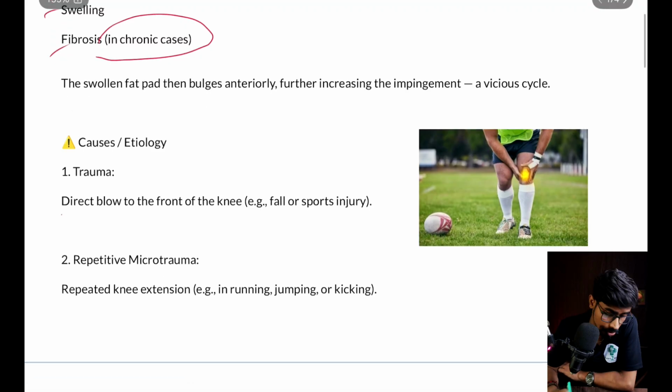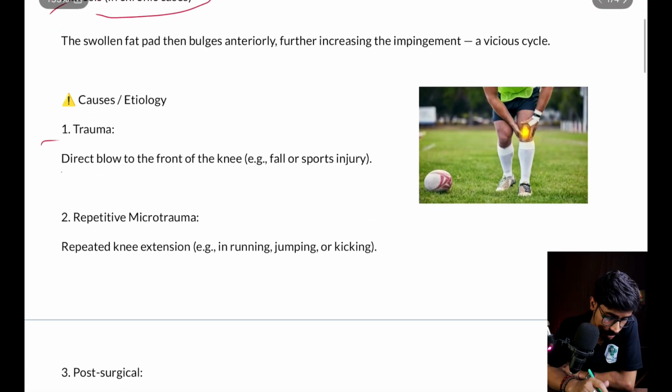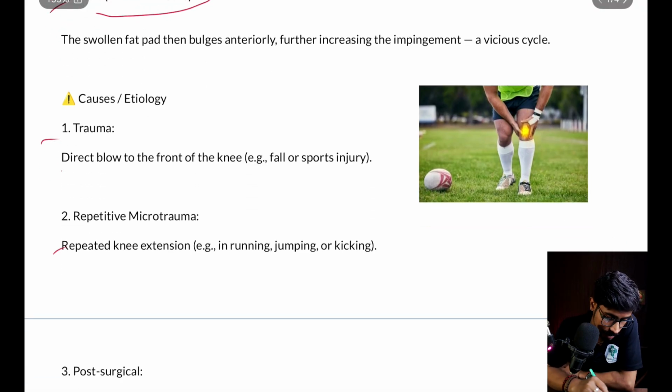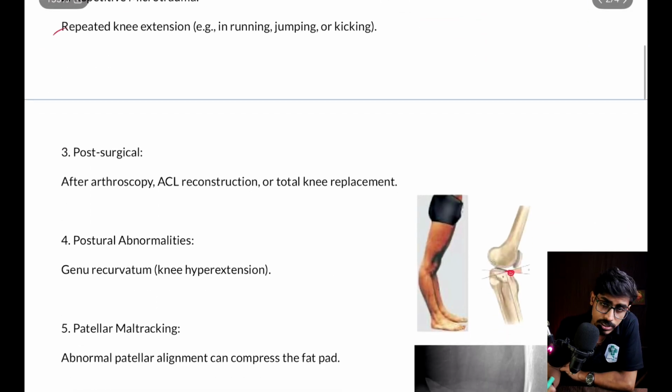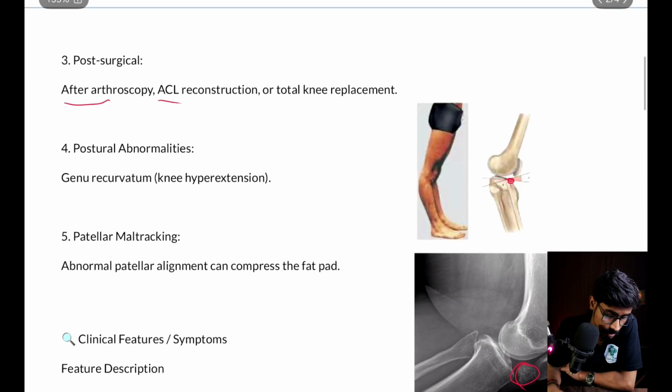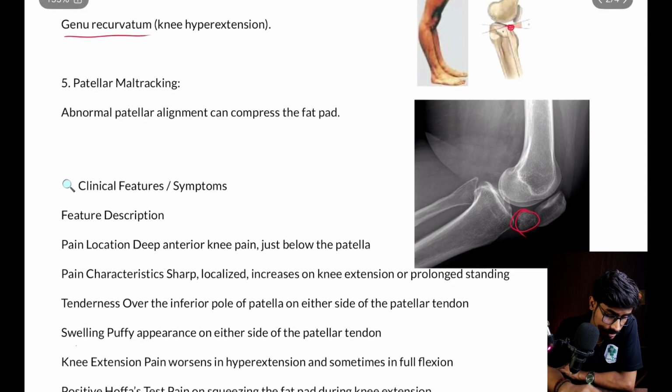So, what are the basic causes? Trauma: a direct blow to the front of the knee, or repetitive microtrauma during running, jumping, or kicking activities. Post-surgical causes also, after arthroscopy, ACL reconstruction, or total knee replacement surgery. Postural abnormality is very common, genu recurvatum, in which hyperextension of the knee can be seen. And the fifth is abnormal patellar alignment, which can compress the fat pad also.